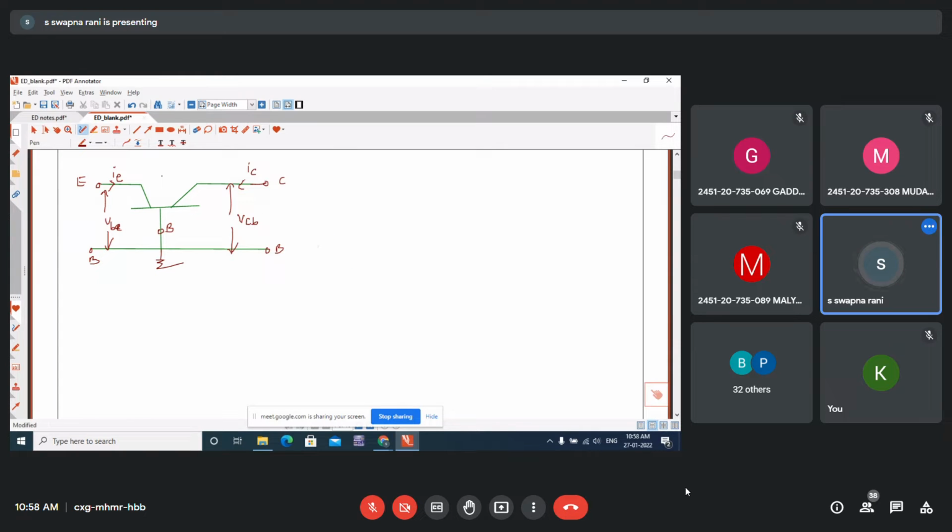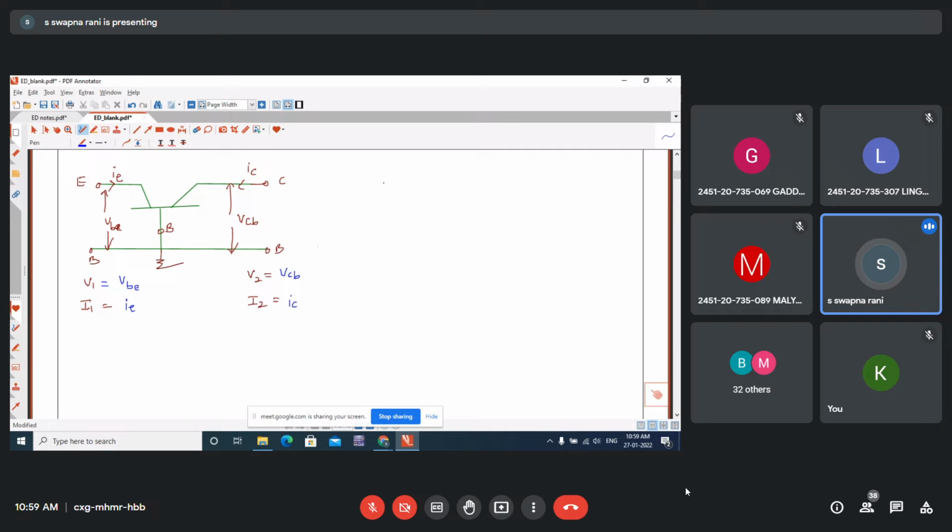What is V1? V1 is the input voltage, I1 is the input current. V2 is the output voltage, I2 is the output current. So you tell what is V1? V1 is equal to VBE. I1 is IE. V2 is VCB. I2 is IC. So far you have identified the terminal voltages and currents in common base.